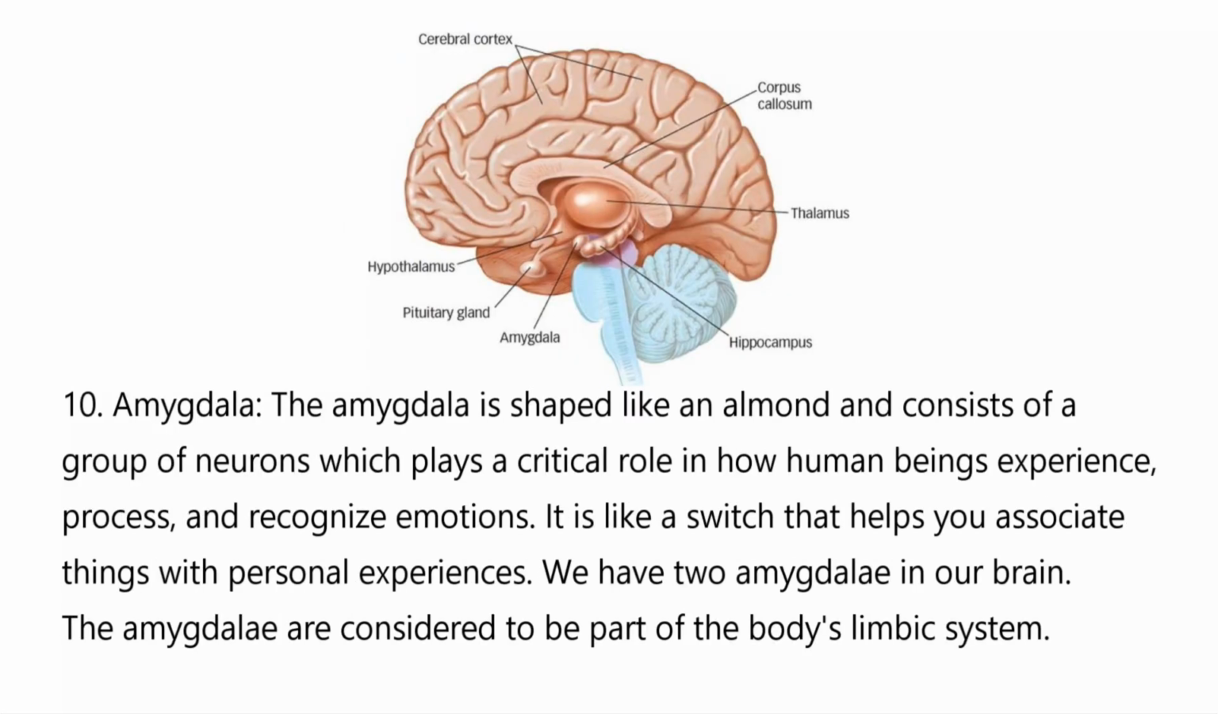Amygdala. The amygdala is shaped like an almond and consists of a group of neurons which plays a critical role in how human beings experience, process, and recognize emotions. It is like a switch that helps you associate things with personal experiences. We have 2 amygdalae in our brain. The amygdalae are considered to be part of the body's limbic system.